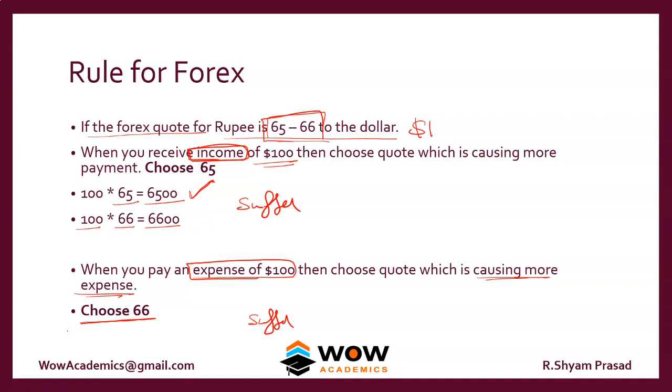See, it's not about you choosing, it's about the bank offering you. So whenever you give them $100, they will give you 6,500. When you want $100, they will ask you to pay 6,600 to them, because the difference between the two numbers is the bank's forex profit. So for them to earn a profit, that's why they have a parity like this. So you can remember it like this: whenever you get an income, you get a lower income. Whenever you are going to pay, you have to pay a higher payment. So that's how the rule for forex works. So you are always at a loss.